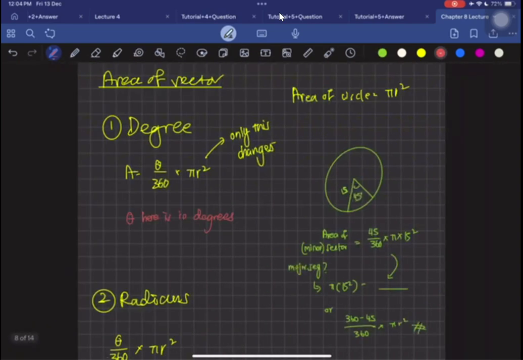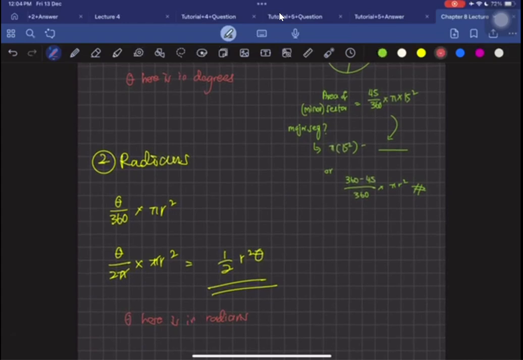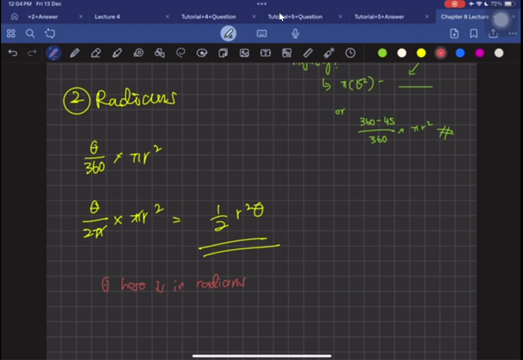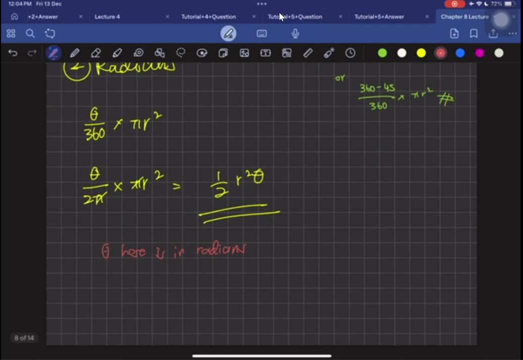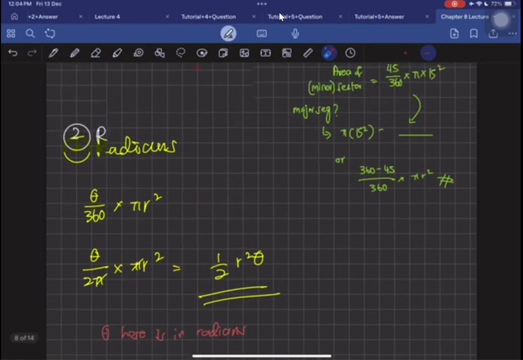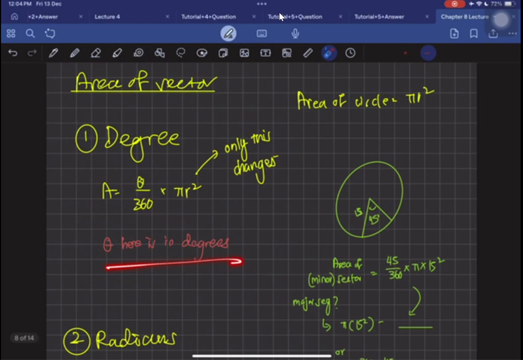And then for your area, similarly, sub in the 360 with 2 pi, and you get that the area is equal to half r squared theta. Okay, so do note that you only use this formula when your angle is in radians. And if your angle is in degrees, you use the other formula. Okay, so know when to use which.